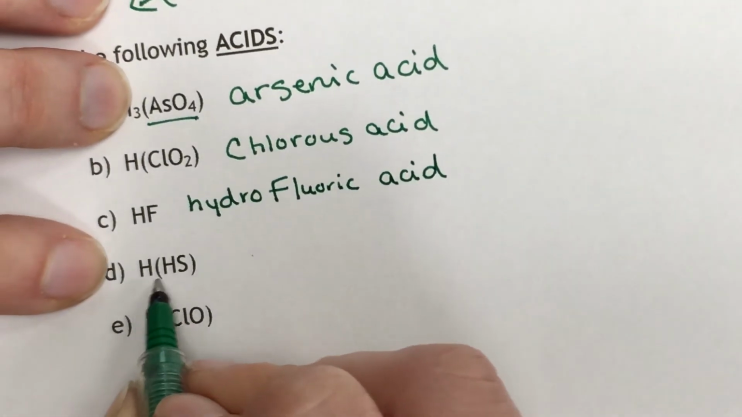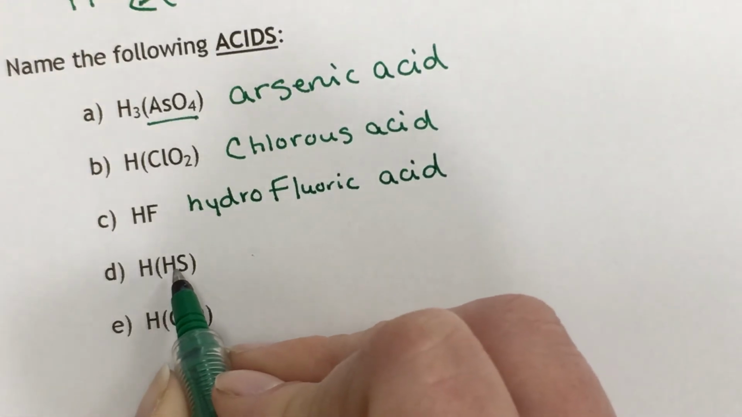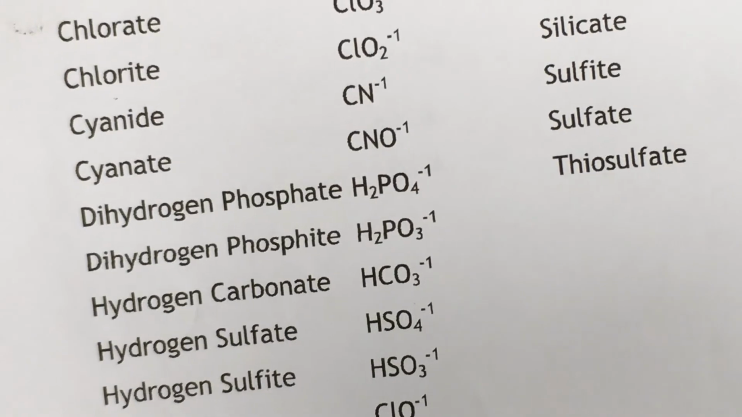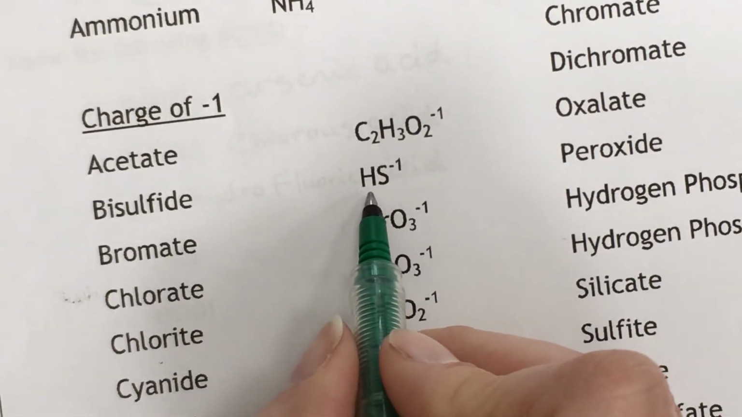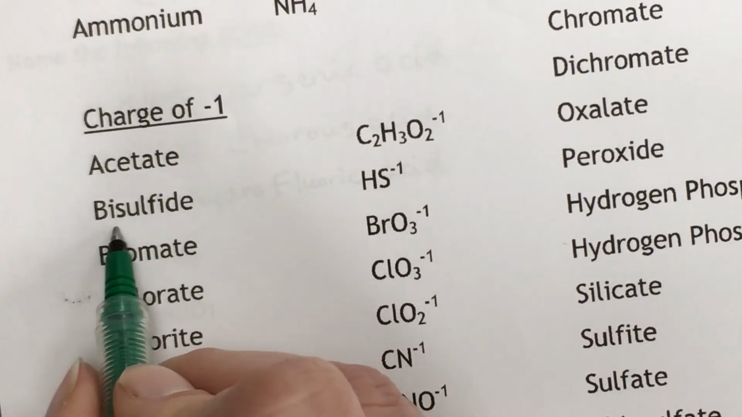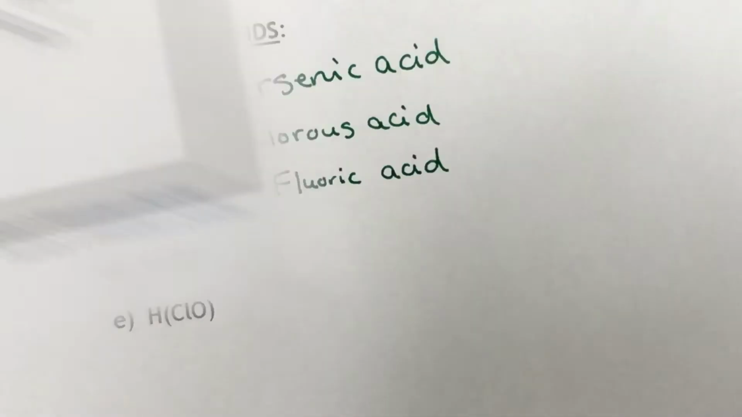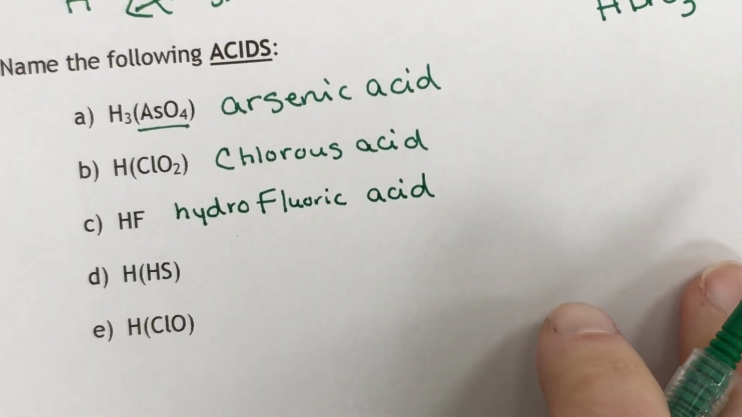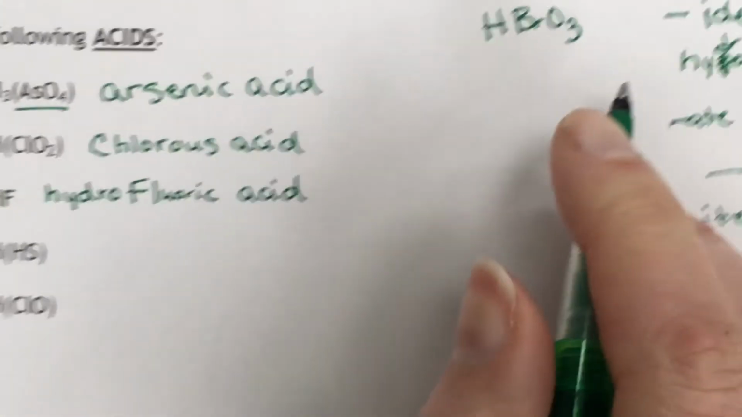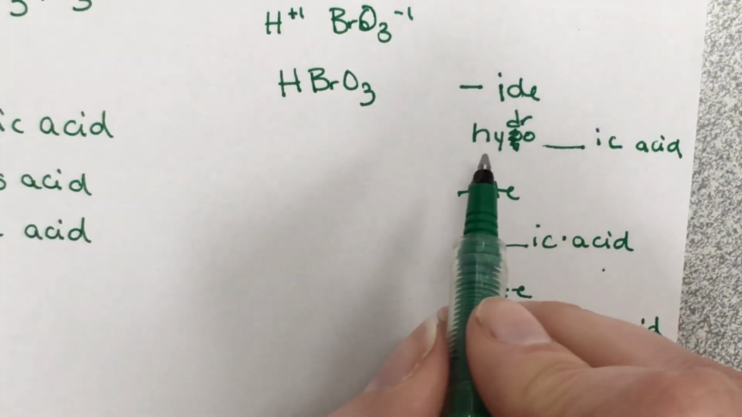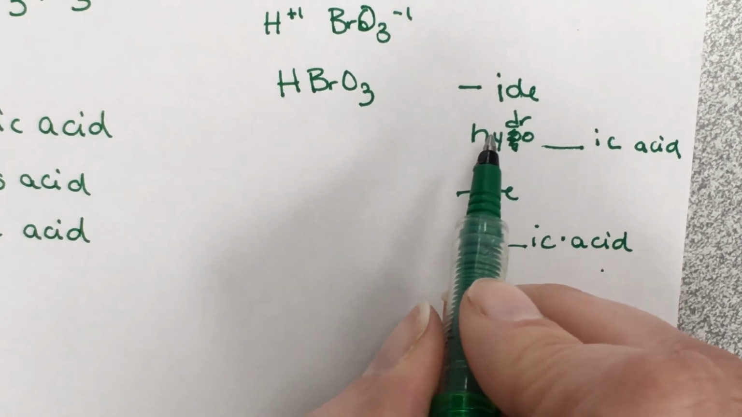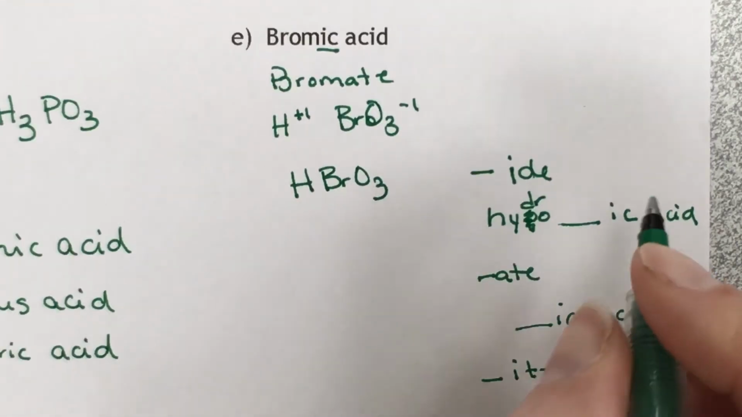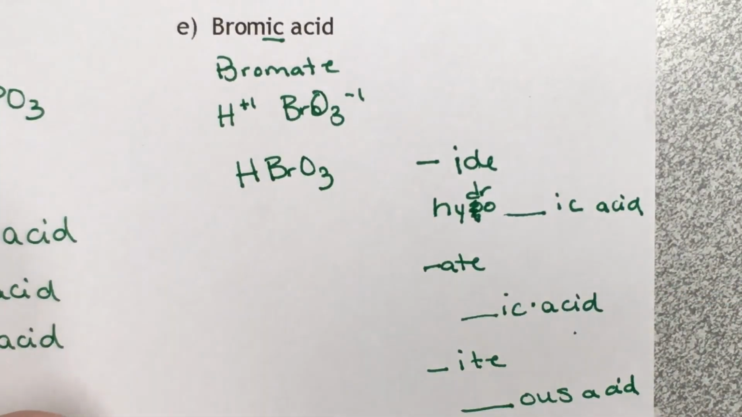Okay, next one, we have HS. Let's see what that thing was named. Let me find it, HS. So right here, that was bisulfide. So it ended in IDE. So we're going to look at our rules. It ends in IDE, so it's going to be named hydro, and it was called bisulfide. So hydro.